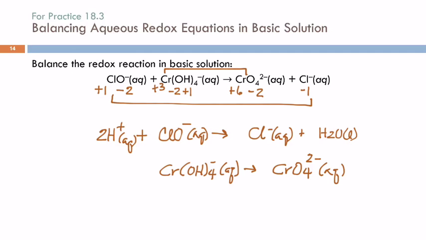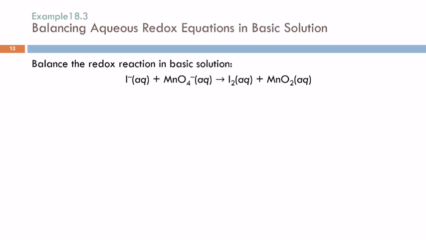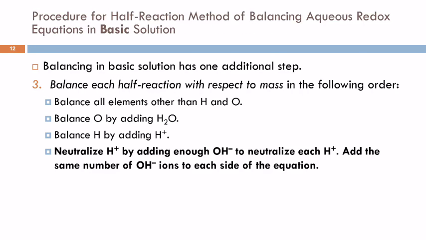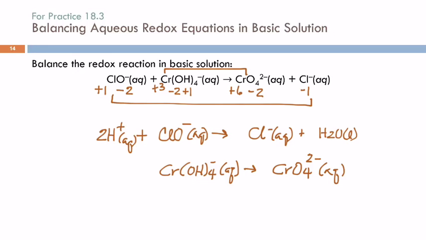What's the extra step? The hydroxides, right? Yeah, so we're gonna take care of the hydroxides before we go into balancing the electrons. So on this side, I ended up with 2 hydrogen ions. So I'm going to add 2 hydroxide ions to both sides.